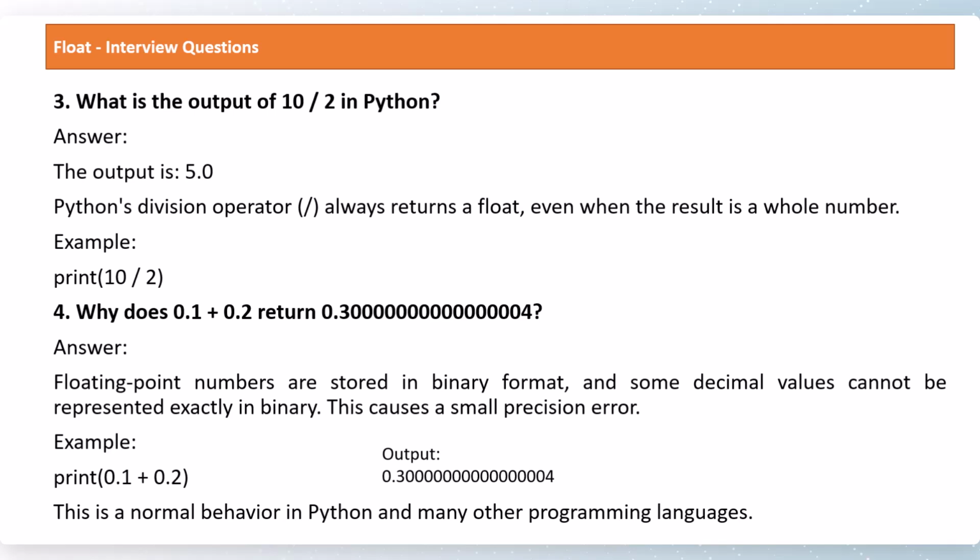And why does 0.1 plus 0.2 return 0.30000000000000004, with multiple zeros? Floating point numbers are stored in binary format, and some decimal values cannot be represented exactly in binary. This causes a small precision error. That's why it prints this output. This is normal behavior in Python and in other programming languages also.